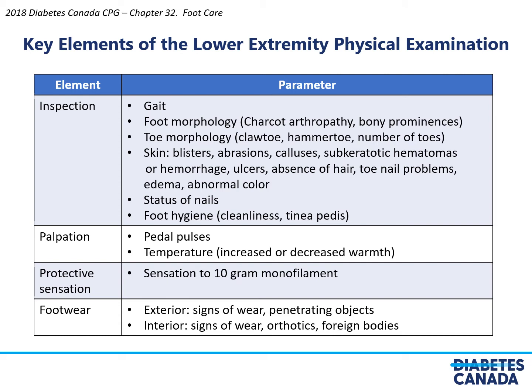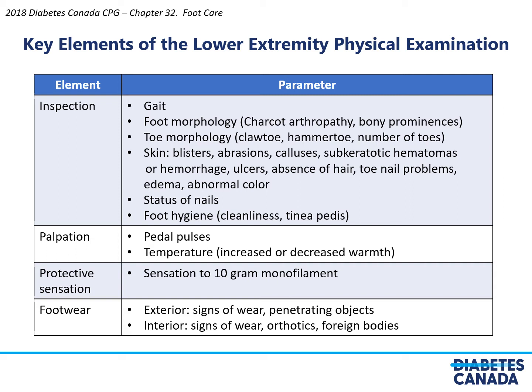This table demonstrates key elements of the lower extremity physical examination, specifically inspection. With regards to inspection, what is the patient's gait, or do they ambulate? Are they using assisted devices? When we consider foot morphology, are there bony prominences or changes compatible with Charcot arthropathy? In addition, what is the toe morphology? Are there claw toes or hammer toes, and what is the number of toes?